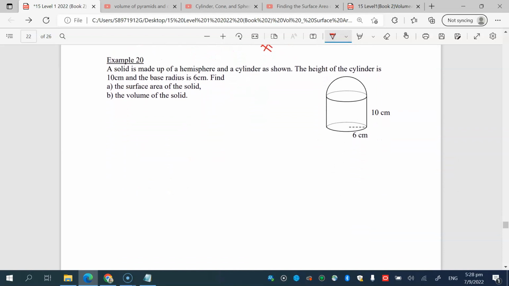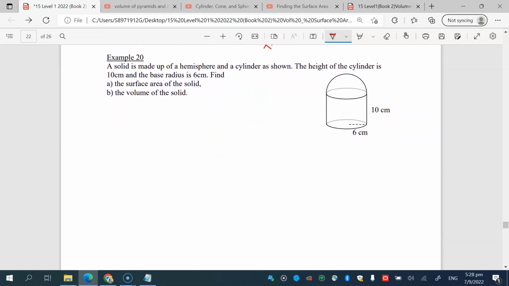All right, example 20. A solid is made up of a hemisphere and a cylinder as shown. The height of the cylinder is 10 cm and the base radius is 6. So this part is 10, the height is 10, the base radius is 6. Find the surface area of the solid. So you need to find the hemisphere over here plus the curved surface area of the cylinder here, plus the circle at the bottom.